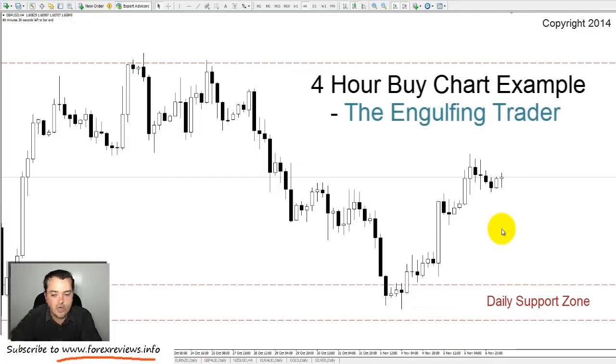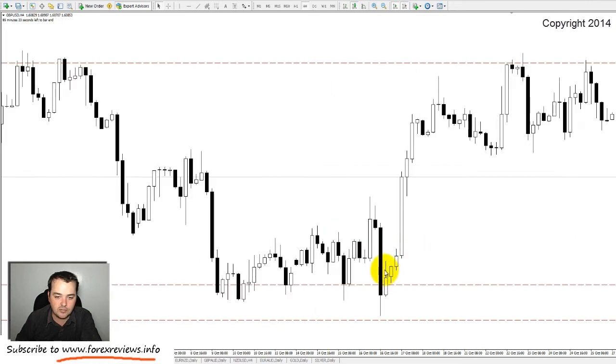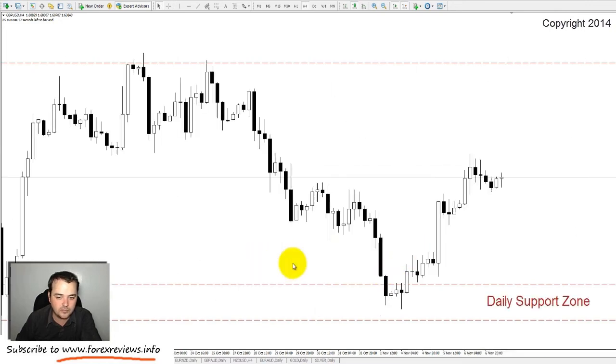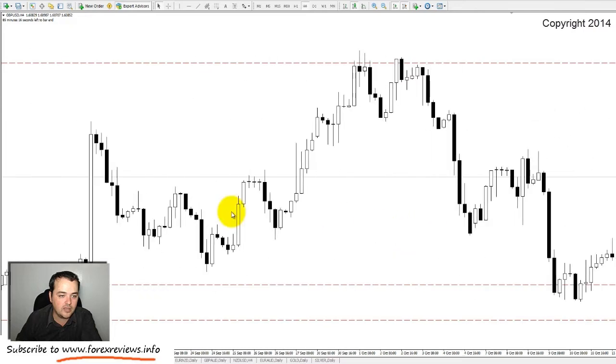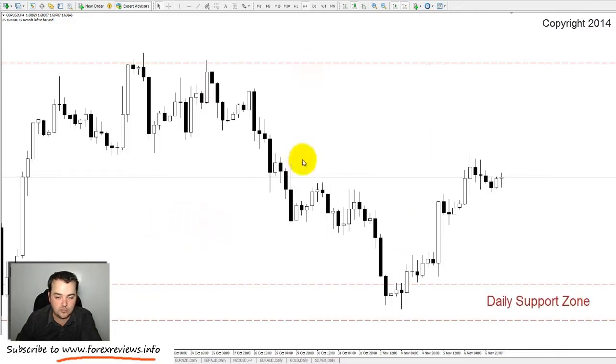In this video, we'll go over an example on the 4-hour chart using the strategy. Okay, so to begin with, this is a daily support zone as identified from back here, all the way back here and all the way back even further. Now, when price came back down to here, it gave a nice buy example right here. Nice bullish engulfing candle, bigger than the previous candles and bigger than this previous bearish engulfing candle.